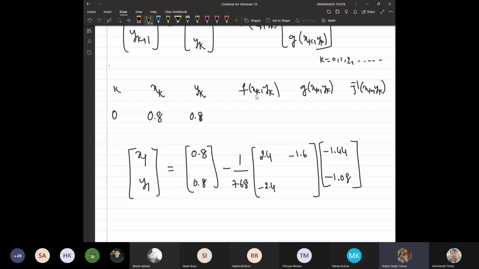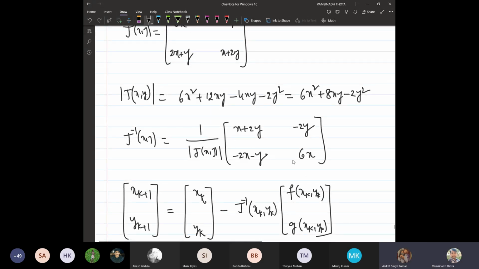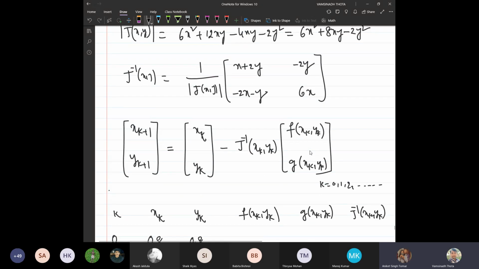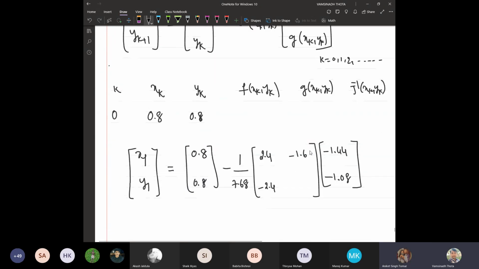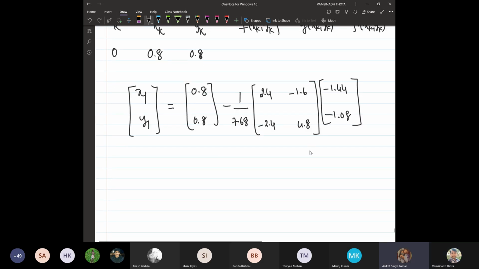And then gy, sorry, here 6x. So that is 6 into 0.8, so that's 4.8. Okay. Now you do the matrix multiplication, divide by 7.68 and simplify with 0.8 and 0.8, and finally give me what is x1 and y1. So the x1 and y1 is what?